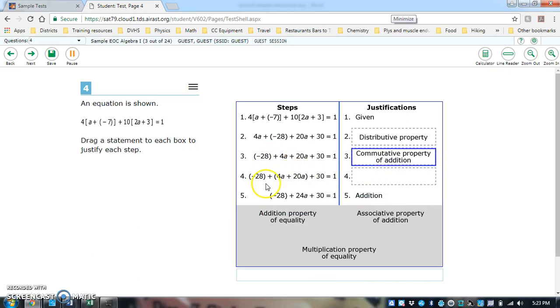In the third step, we've taken negative 28 plus, and put parentheses around 4a plus 20a, plus 30 is equal to 1. We've put parentheses around the 4a plus the 20a. We've associated like terms together. So going from step 3 to step 4, we've used the associative property of addition.